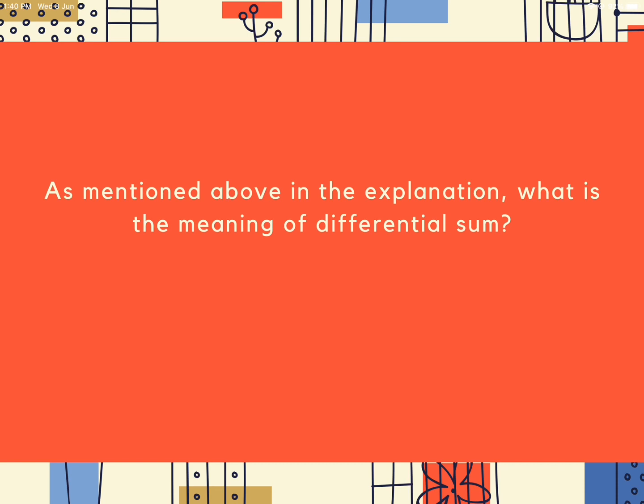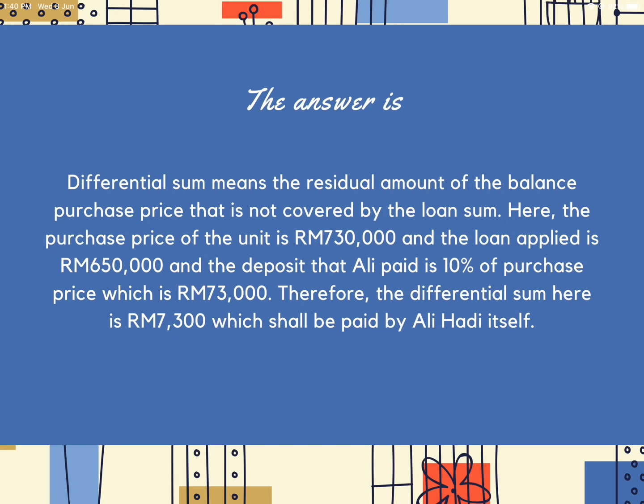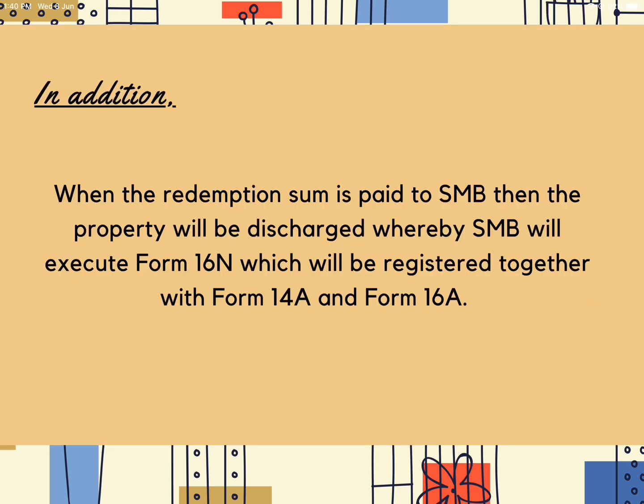Moving on to the next question. As mentioned above in the explanation, what is the meaning of differential sum? The answer is, differential sum means the residual amount of the balance purchase price that is not covered by the loan sum. Here in this issue, the purchase price of the unit is 730,000 and the loan applied is 650,000, and the deposit that Ali paid is 10% of the purchase price, which is 73,000. Therefore, the differential sum here is 7,300, which shall be paid by Ali Hadi himself.